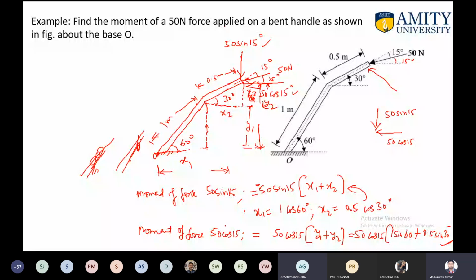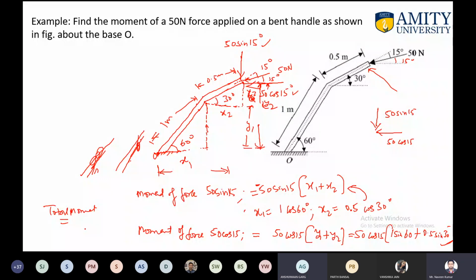Fine. So what will be the total moment? The total moment will be just adding these two. Total moment will be how much? Sir, how did you figure out the plus sign will come with 50 cos 15?